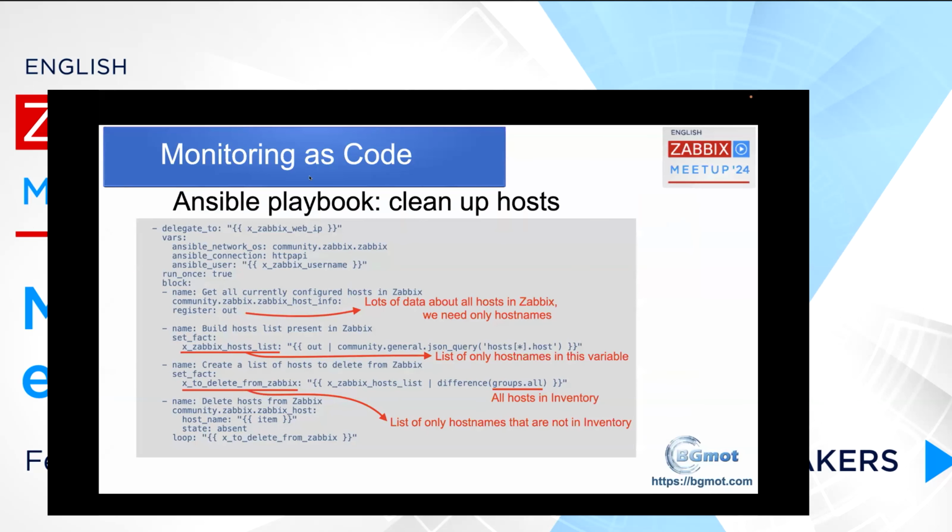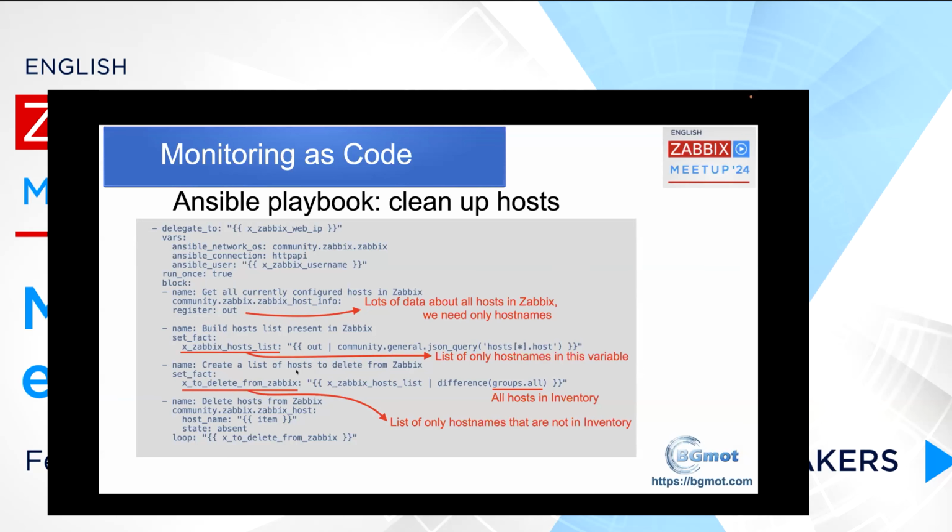Now we get all the hosts configured in Zabbix. Get all currently configured hosts in Zabbix. We use Zabbix host info module for that. And out variable will have a lot of data about every host configured in Zabbix. We just filter this data. This is all Ansible stuff. If you don't know, you can Google and inspect Ansible documentation. Here in this variable, we just have a list of hosts, only host names of all hosts configured in Zabbix.